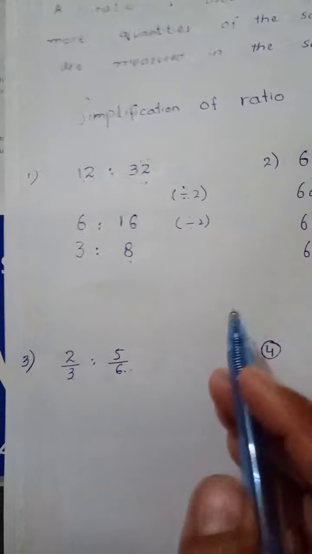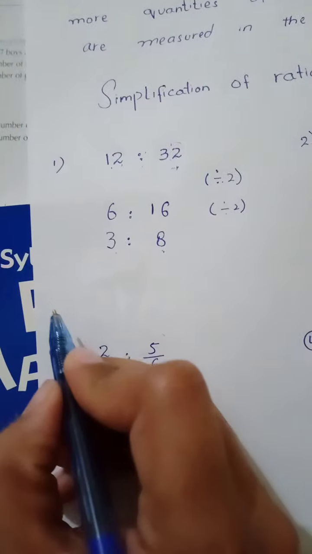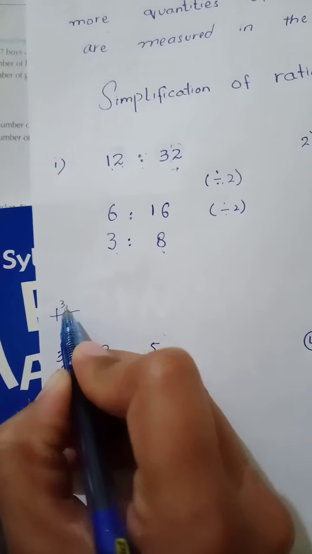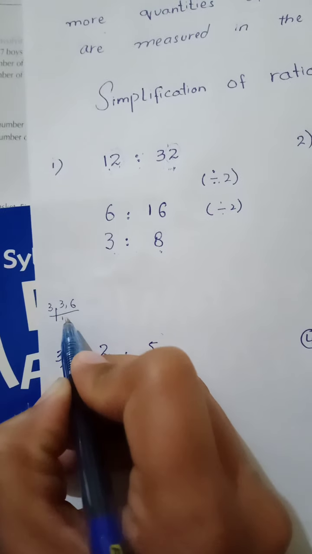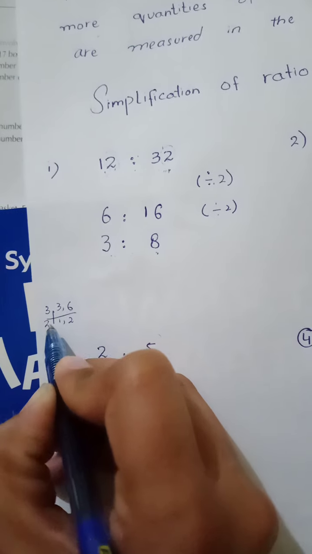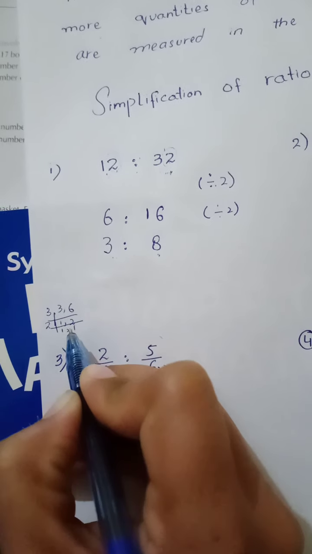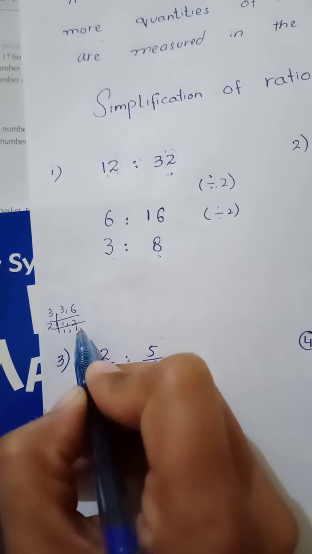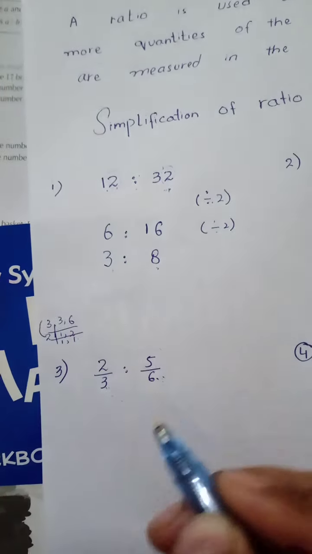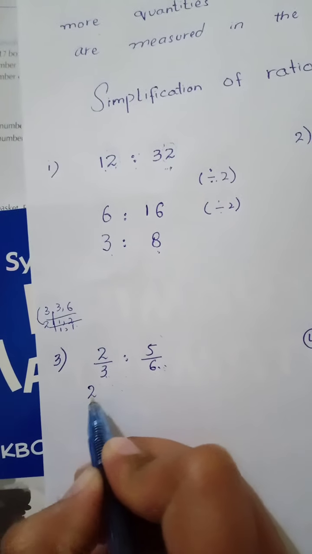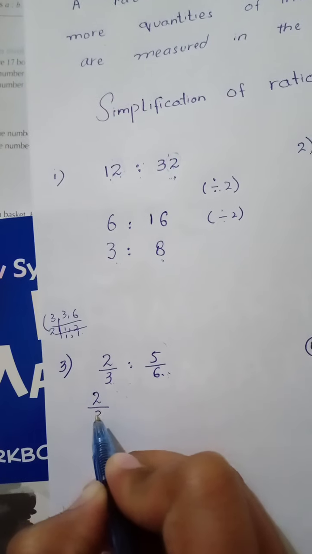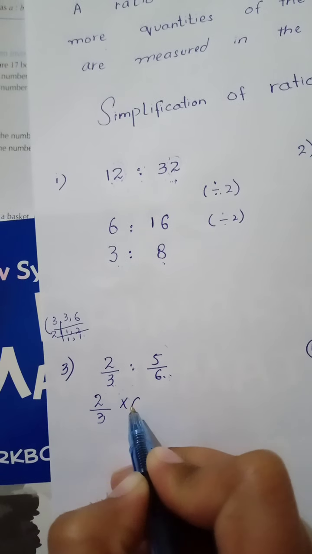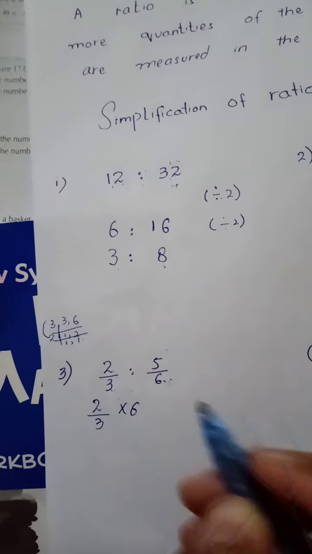LCM of the denominators. When you take the LCM of 3 and 6, you know 3 one time 3, 3 two times 6, and 2 one time 1 as it is, and 2 one time 2, 3 two times 6. You will multiply each fraction with the LCM of the denominators.